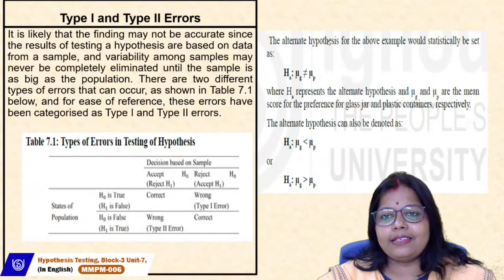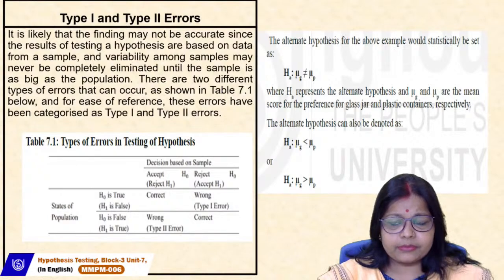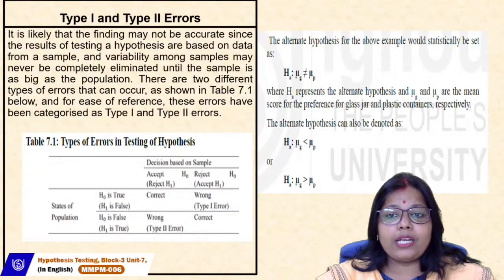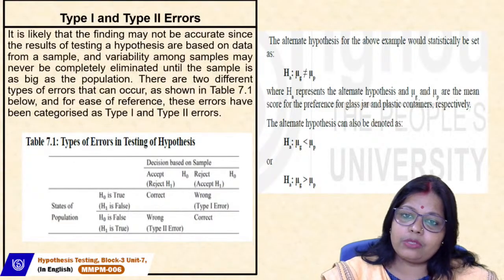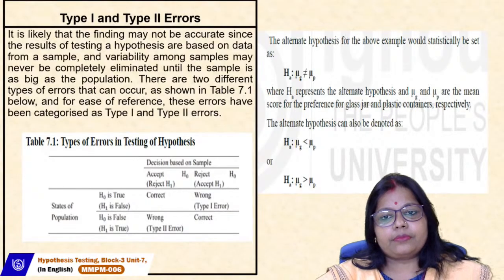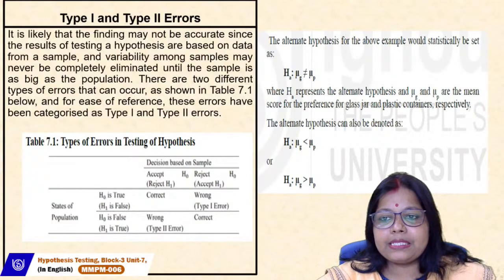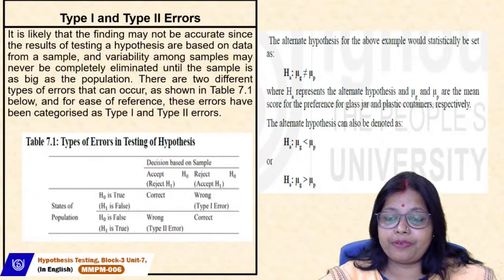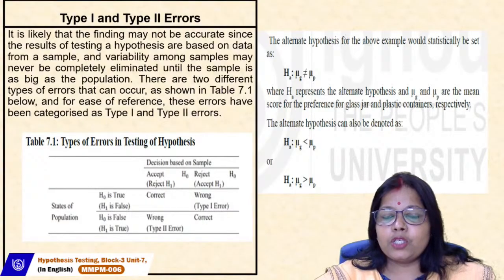You can see on the right-hand side of the slide, the alternative hypothesis for the above example is mu G is not equal to mu P. The preference for glass container is not equal to the preference for plastic container. H1 represents the alternative hypothesis, and mu G and mu P are the mean scores of the preference for glassware and plastic containers respectively.